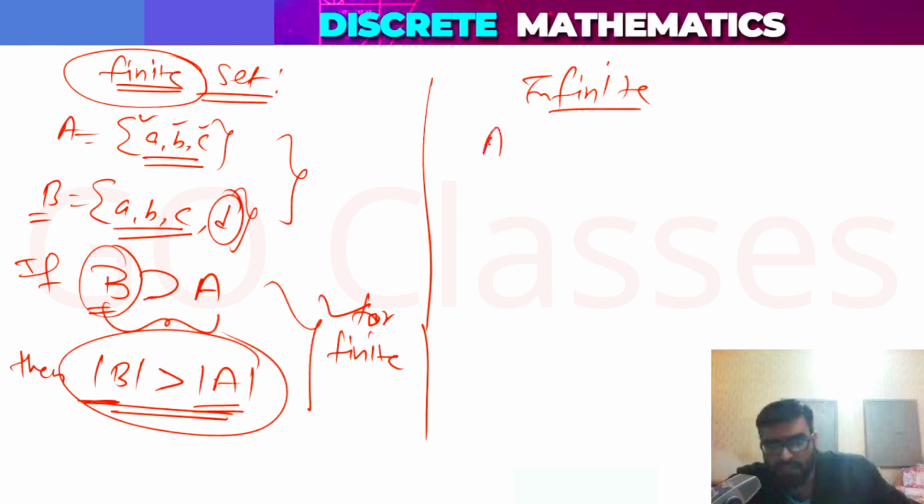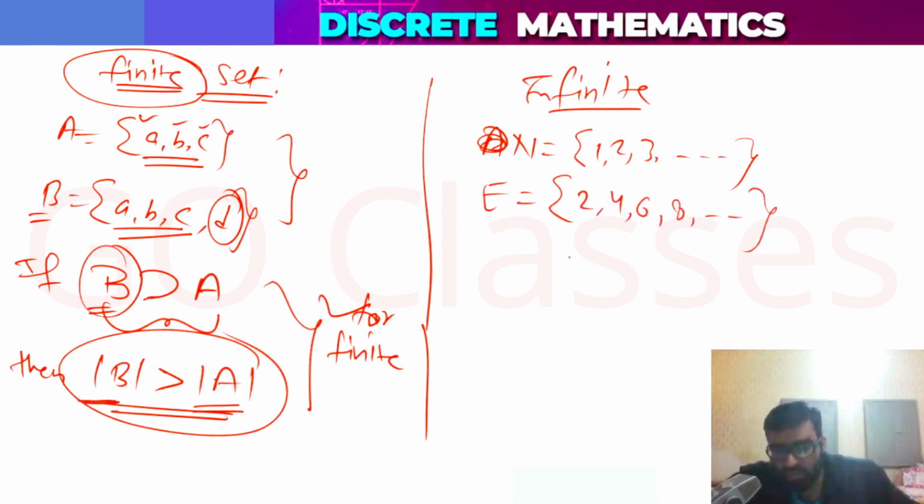Let's assume you are dealing with the infinite set of natural numbers, 1, 2, 3 and so on, the set N, and the set of even natural numbers, like 2, 4, 6, 8 and so on, the set E. Now if I ask you which set has more cardinality, set N or set E, there might be many different opinions.